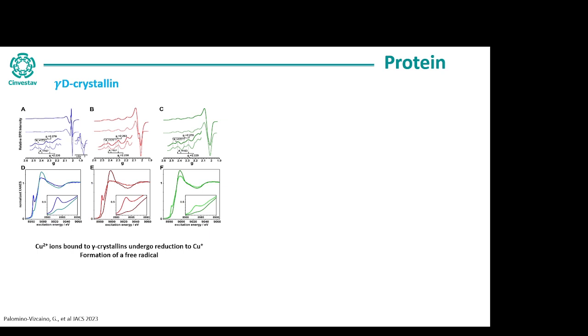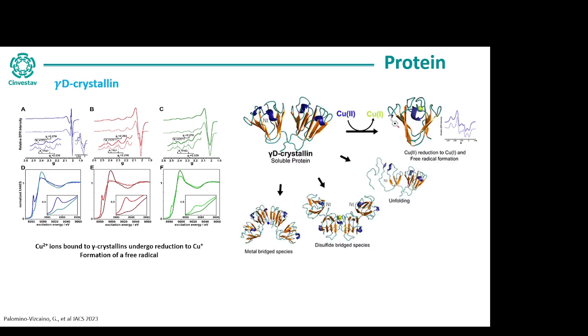Another example is gamma G crystallin. Crystallin is a protein involved in cataract disease. In this case, copper ions bind to the gamma crystallins, and then we have a reduction of copper to copper 1 and a formation of free radical. This is a very important process.